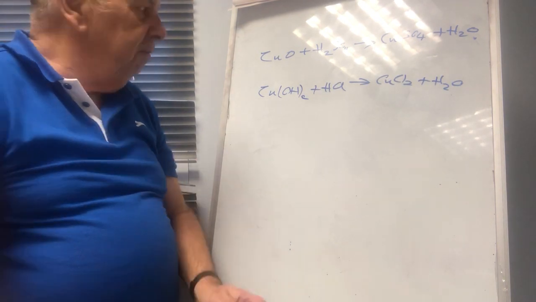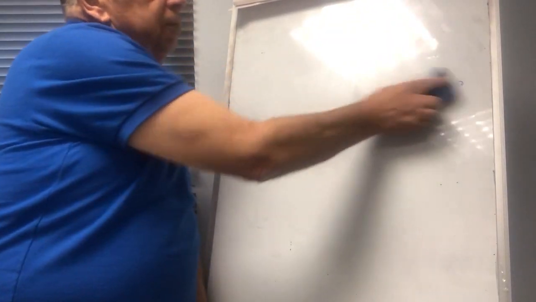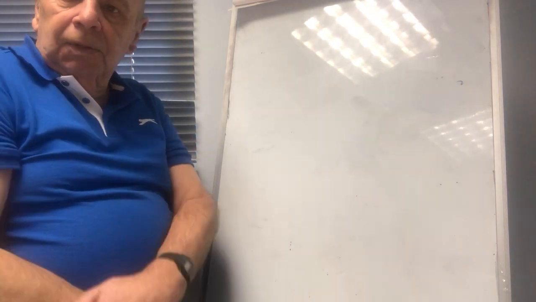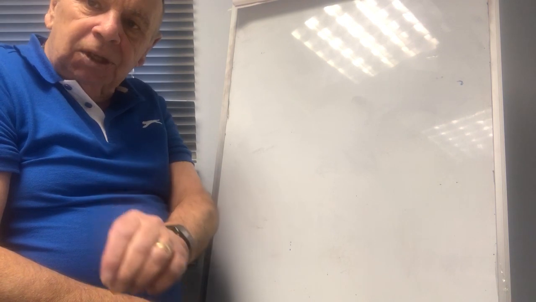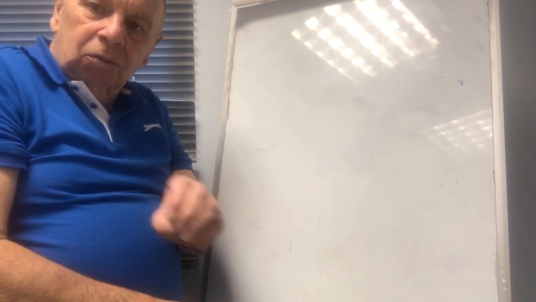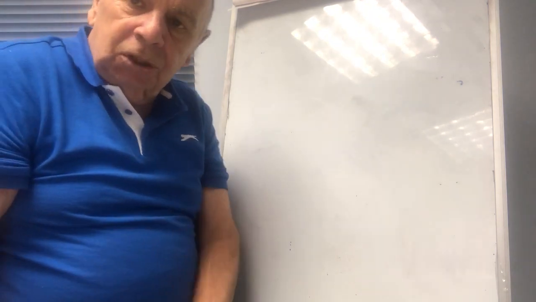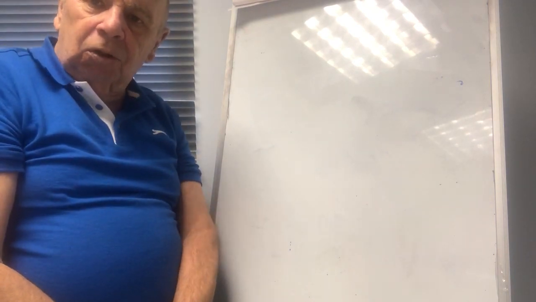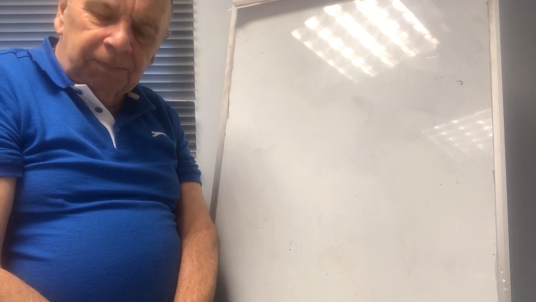So to summarise: acid plus metal gives salt plus hydrogen, acid plus alkali gives salt plus water, acid plus oxide gives salt plus water, and acid plus carbonate gives you a salt, water and carbon dioxide.